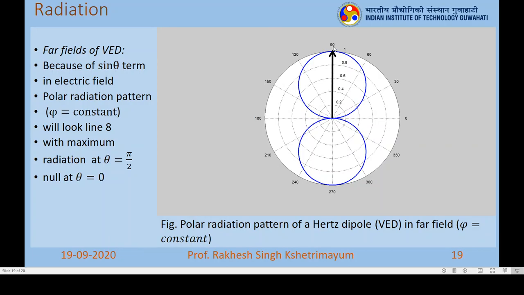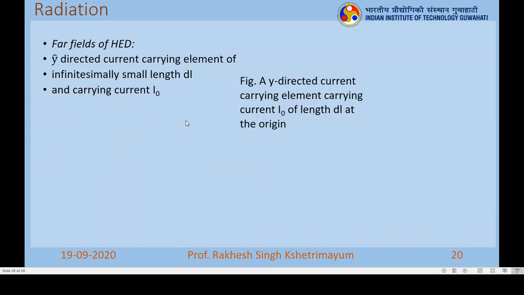Sine of theta is maximum at theta equal to pi by 2, and sine of 0 is 0. So along theta equal to 0, we don't have any radiation. That means along the z-axis, we don't have any radiation. We have all the radiation in the xy plane. Maximum radiation is in the xy plane. At theta equal to 0, zero radiation. At theta equal to pi by 2, we have maximum radiation.